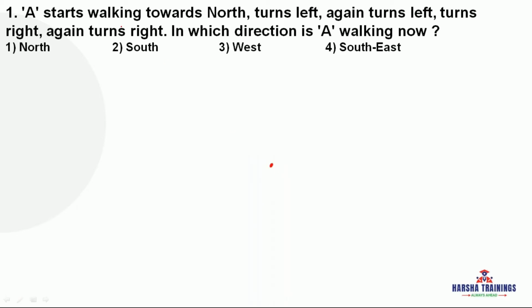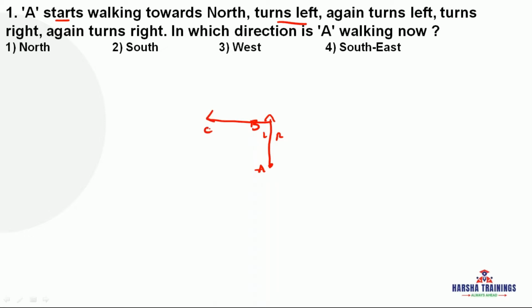Okay, so A starts walking towards the north side, some distance we don't know, right? For example, this is point A and this is point B. Turn left. Left means, for example, I'm going to the north side, this is the left hand side and this is the right hand side. It means some distance traveling west side.